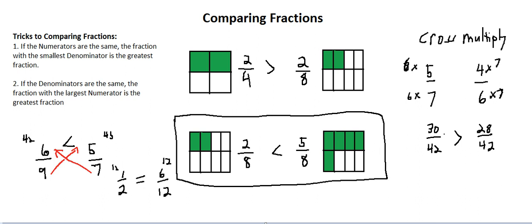All right, so we can draw a picture every time, but we need to make sure our pictures are drawn to the same size, and each segment is a size that we need it to be, which can be very difficult. Or we can cross multiply, which is just going from denominator to numerator, going up, denominator to numerator, and then just comparing those two numbers. And that is an easy way to compare fractions.